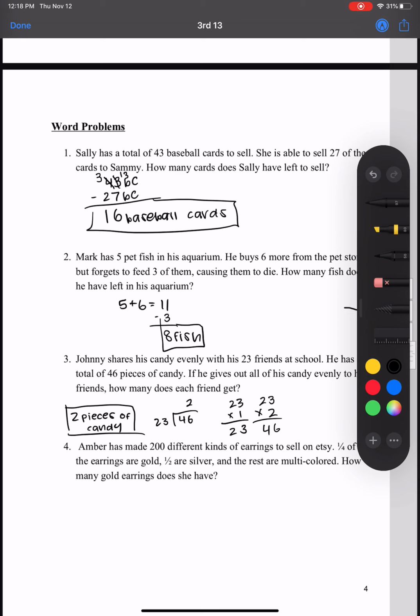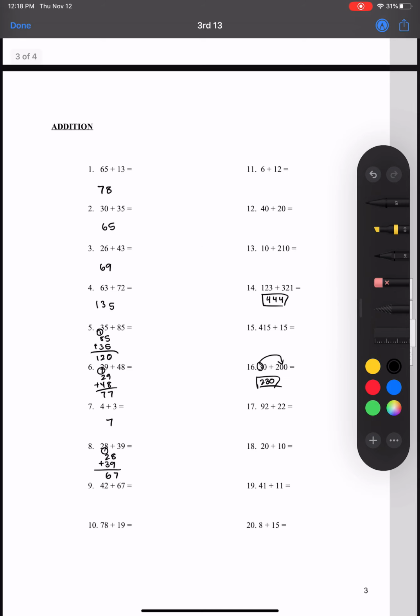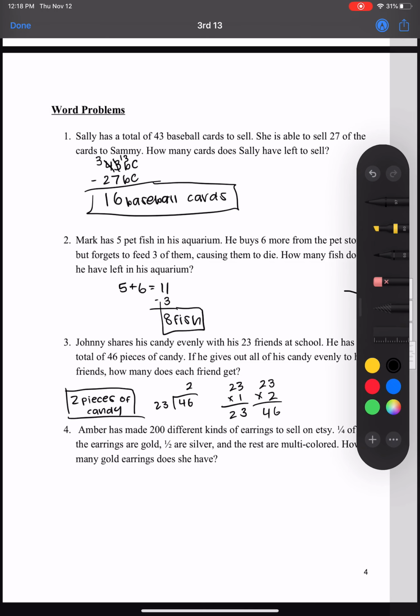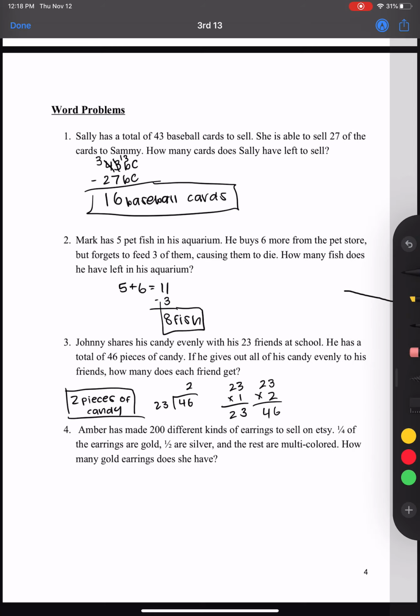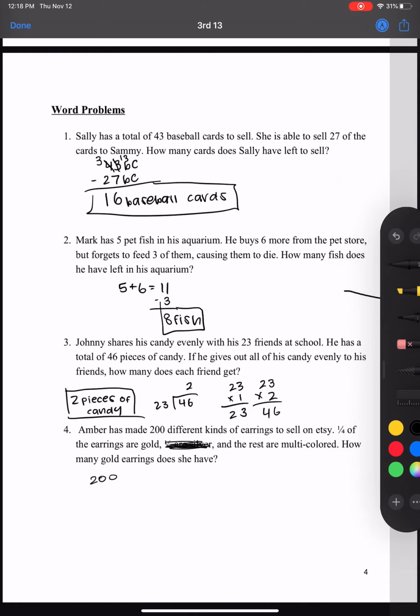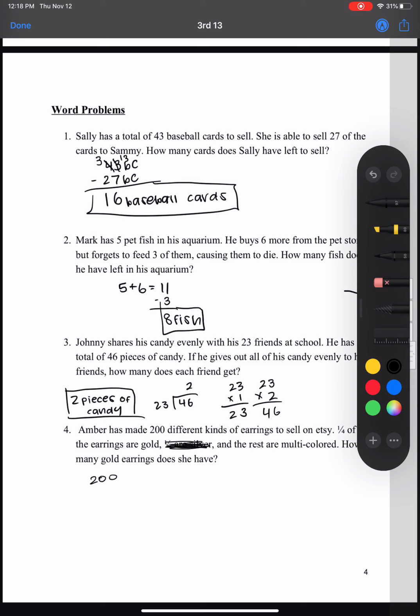Amber has made 200 different kinds of earrings to sell on Etsy. 1/4 of the earrings are gold, 1/2 are silver, and the rest are multicolored. How many gold earrings does she have? So she has 200 total earrings, and it asks how many gold earrings she has, so you can disregard the silver. And it says 1/4 of the earrings are gold. So how much is 1/4 of 200? So you divide 200 by 4.